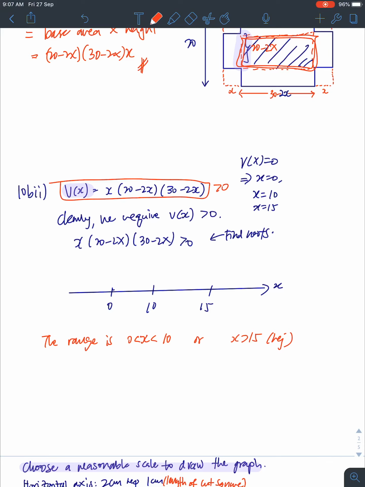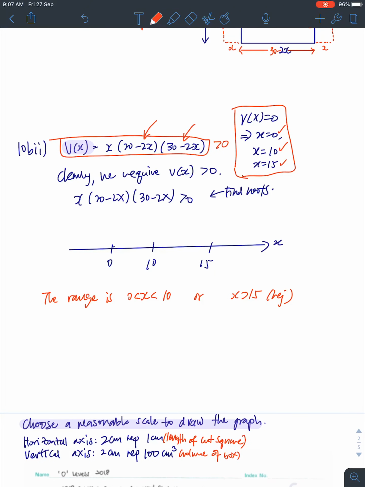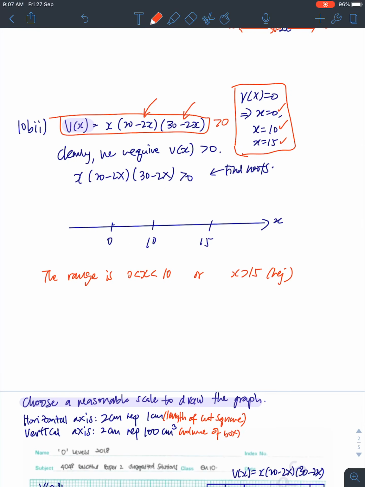To do that, first we find the roots of this equation. When V of x equals 0, we obtain x equals 0, x equals 10, and x equals 15 respectively, which can be obtained from these factors. Putting these numbers 0, 10, and 15 on the number line, what we are supposed to do now is to find which regions or intervals are positive, because this is what we want.